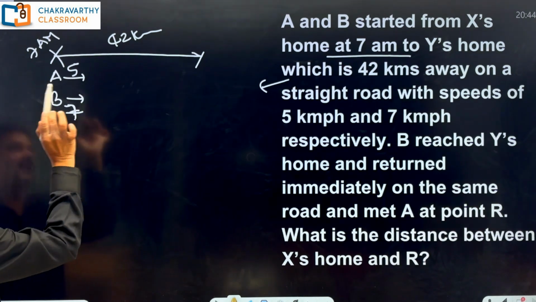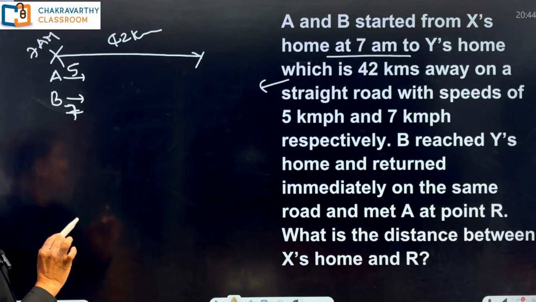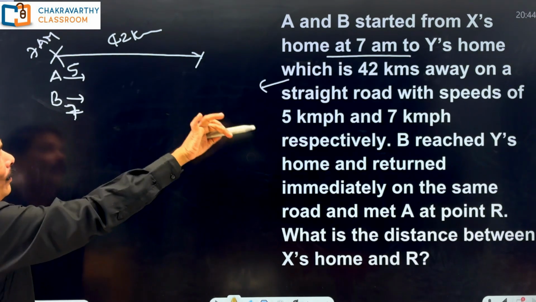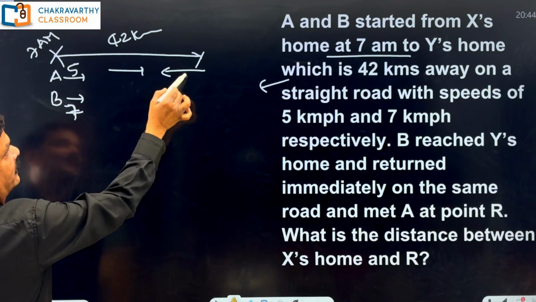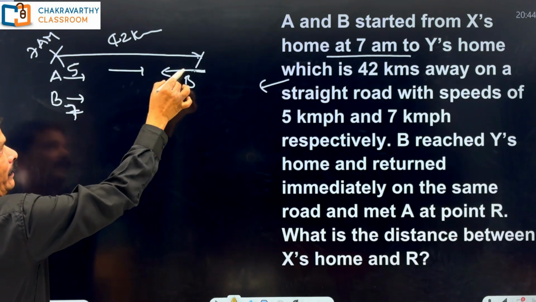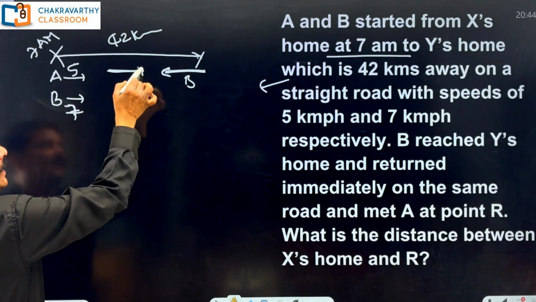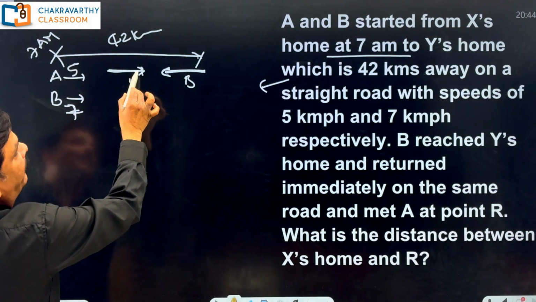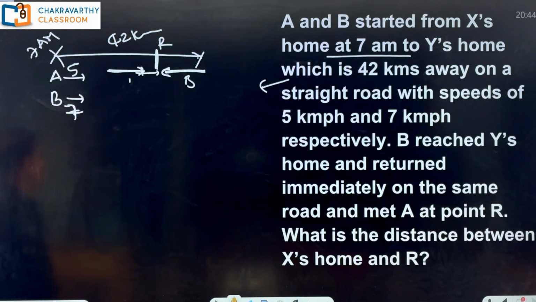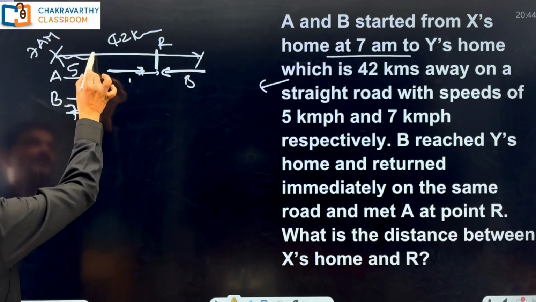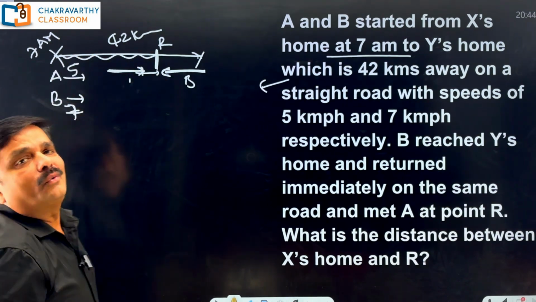B with 7 kilometers per hour first reached Y, but he has not stopped there. According to the problem, B returned immediately and met A. This is B. After reaching Y, he returned immediately, and this is A still coming on this way. Both met at a point. They have given this point as R. Both met at R. Now the question is, what is the distance between X and R?